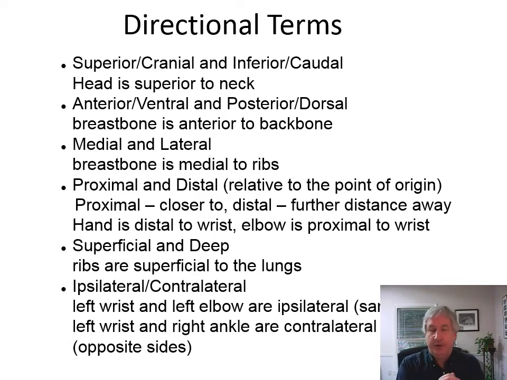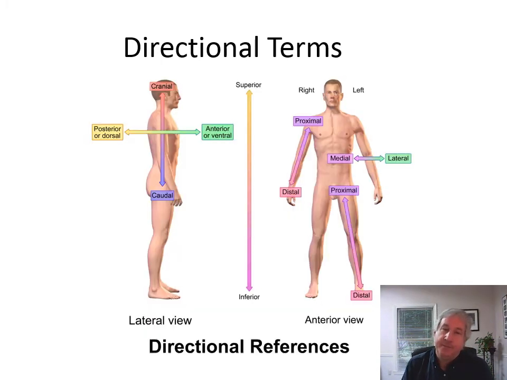Ipsilateral, contralateral. Ipsilateral means on the same side. Contralateral means things that are on opposite sides of the body. So left wrist and the left elbow are ipsilateral. They're on the same side. The left wrist and your right wrist are contralateral. Your left wrist and right ankle are contralateral. They're on opposite sides. Next slide.